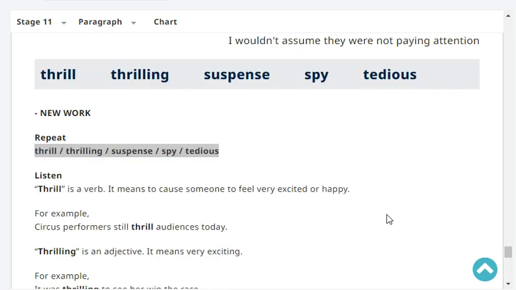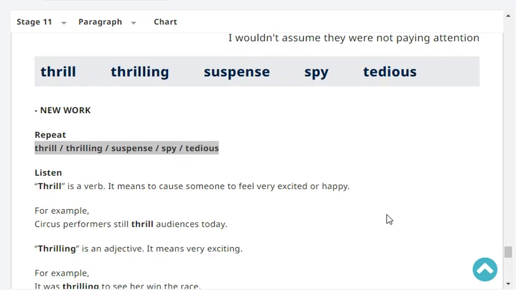Very good. Okay, listen. The word thrill is a verb. It means to cause someone to feel very excited. For example, circus performers still thrill audiences today.